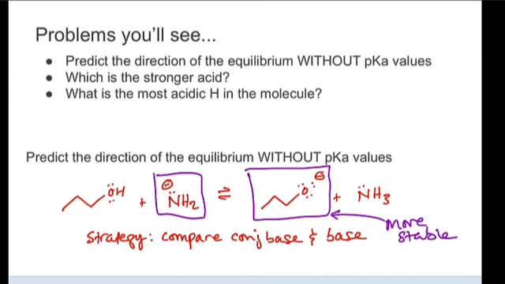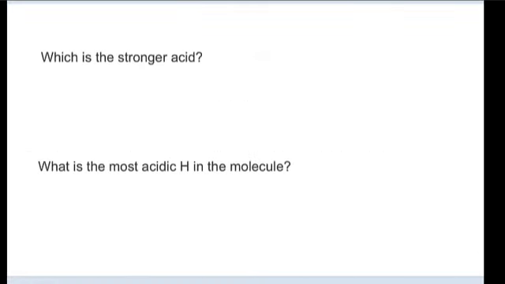Remember that if that is a more stable compound, then it's weak. More stable means weak. And so therefore this is the stronger base, and reactions go from stronger to weaker. Equilibrium reactions favor the direction from stronger to weaker. So that's going to be the strategy, and we'll be learning how to solve this problem in the coming videos.